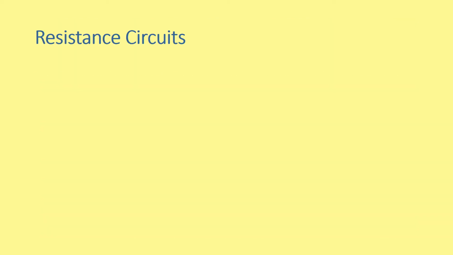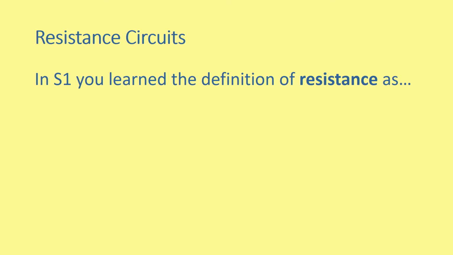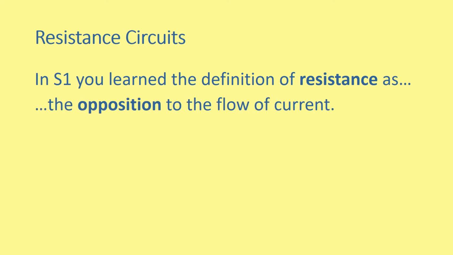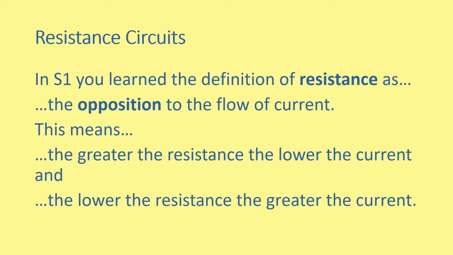Resistance circuits. In S1, you learned the definition of resistance as the opposition to the flow of current. This means that the greater the resistance in the circuit, the lower the current, and the lower the resistance, the greater the current.